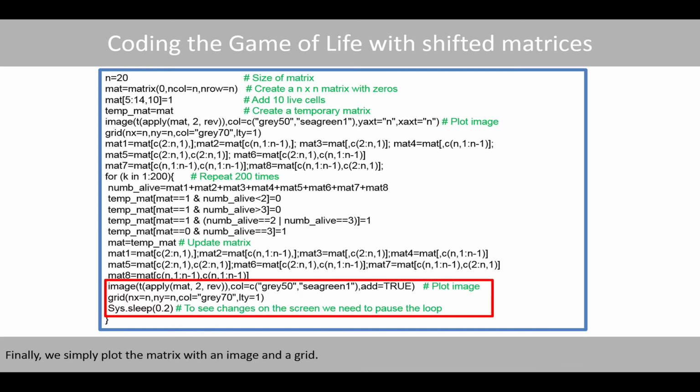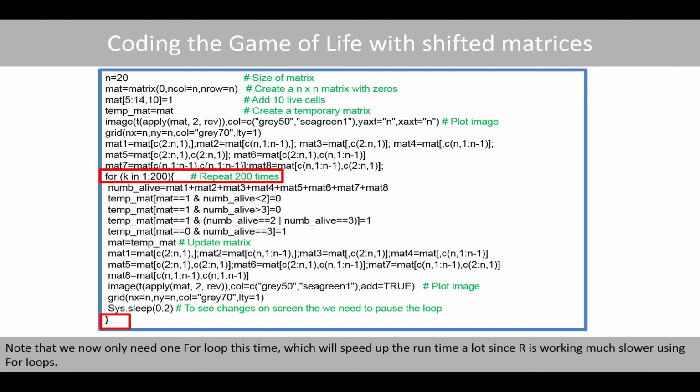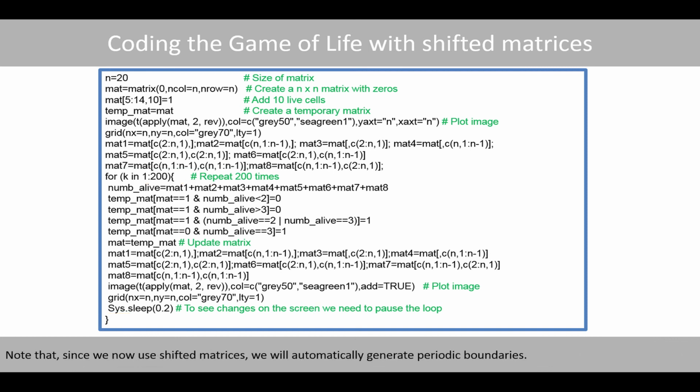Finally, we simply plot the matrix with an image and a grid. Note that we now only need one for loop this time, which will speed up the runtime a lot, since R is working much slower using for loops. Note that, since we now use shifted matrices, we'll automatically generate periodic boundaries.